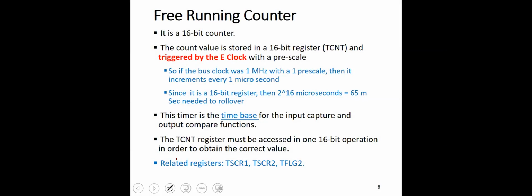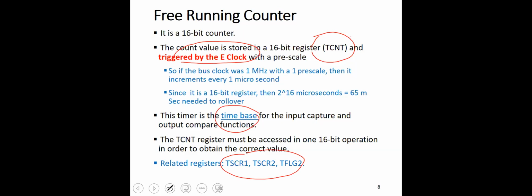We started talking about the free-running timer or counter. This is a timer whose count value can be accessed by going to the register TCNT. It is triggered by the E clock, so the time base is the E clock. The E clock can be prescaled to achieve larger time measurement. It is the base time for the other timing features, the input capture and output compare, and it can be controlled using control register number 1, control register number 2, and the flag register number 2.